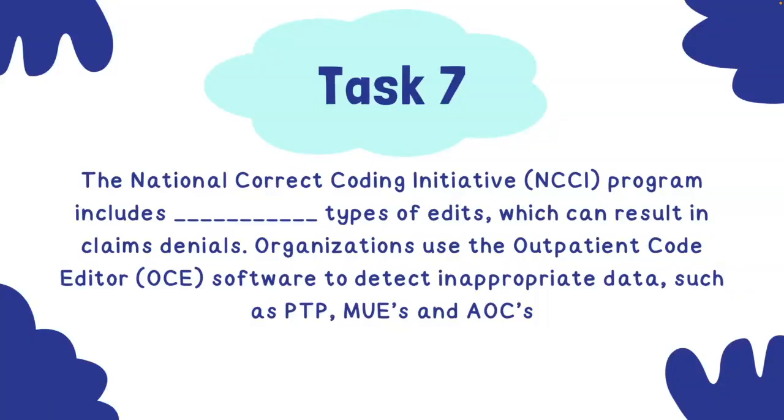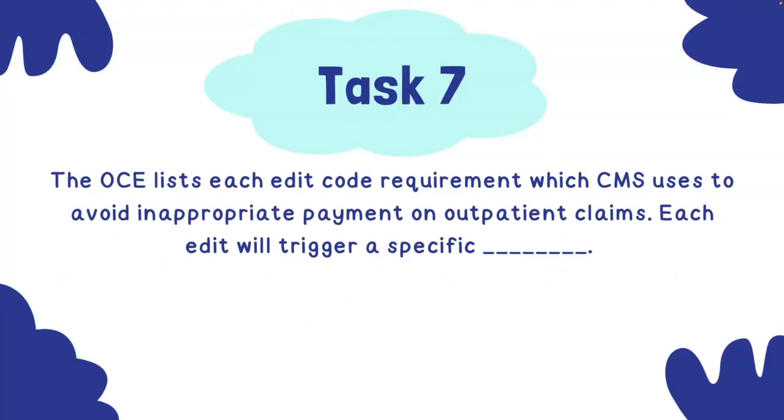So the answer for this question is it includes three types of edits. So the answer was actually in the question: P to P, which is procedure to procedure, MUE, medically unlikely edits, and then AOC, which are add-ons. All right. The next question.